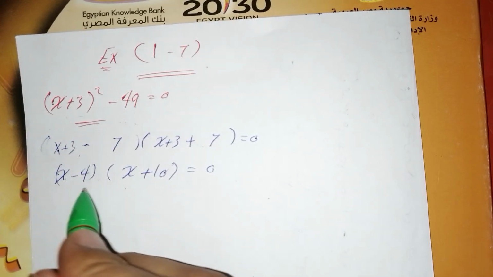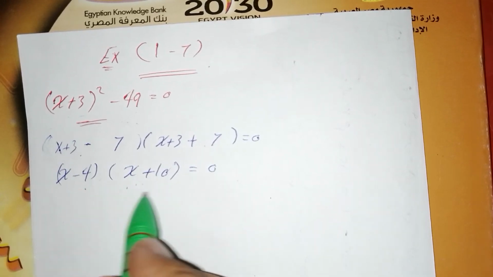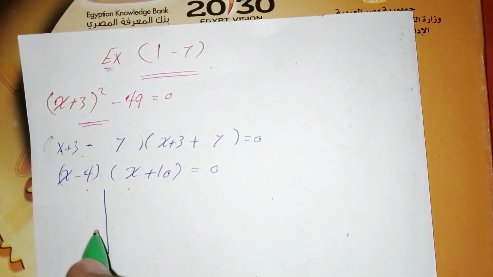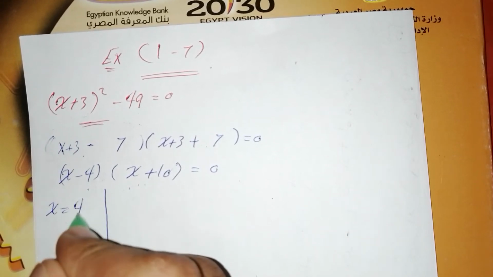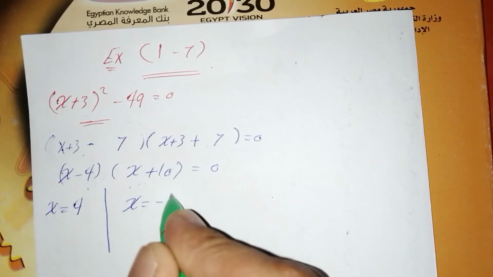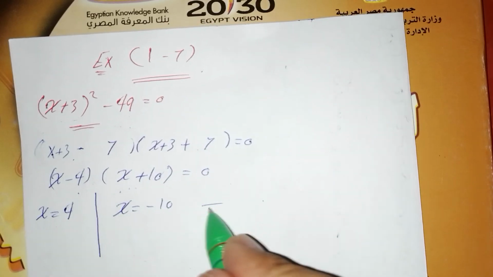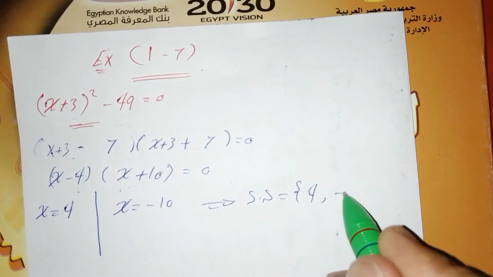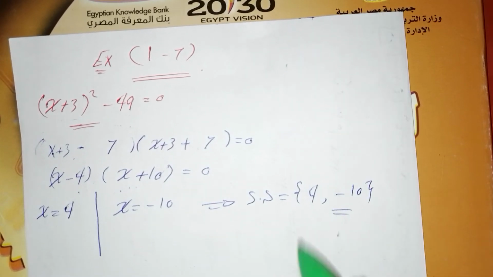So we have two factors multiplied and the result is 0. Maybe the first of them equals 0 and maybe the second of them equals 0. So x equal 4 or x equal negative 10. So the solution set for this equation is 4 or negative 10. That's very good.